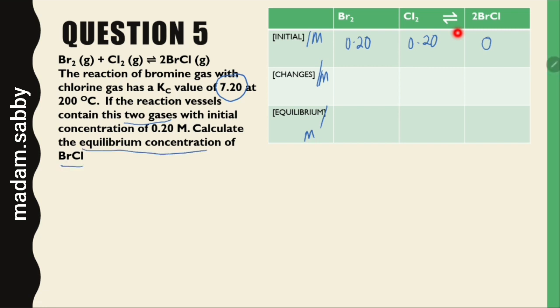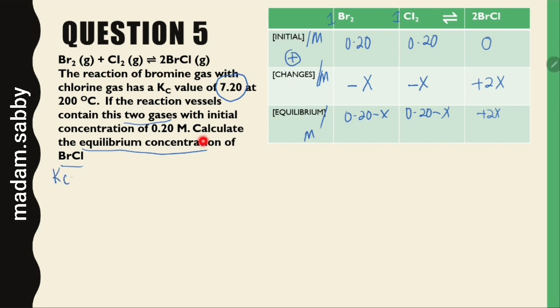First let's do the changes. We are using up bromine and chlorine, so minus x. Why x? Because it's only 1 mole of bromine here and 1 mole of chlorine. So minus x, and for our product we have 2 moles, so plus 2x. Equilibrium is just simply initial plus changes. So 0.20 minus x, 0.20 minus x, and plus 2x. We have to calculate x here first before you can calculate equilibrium concentration.